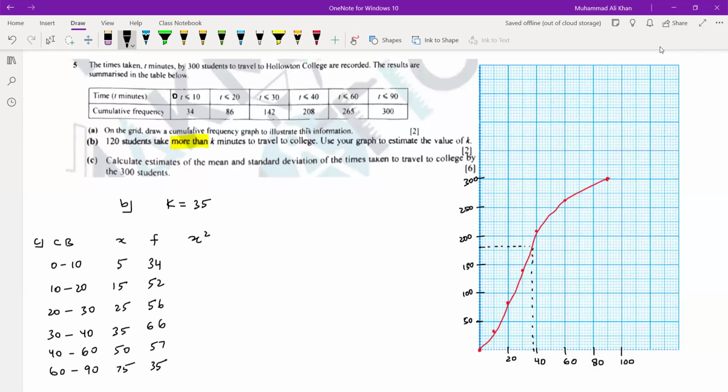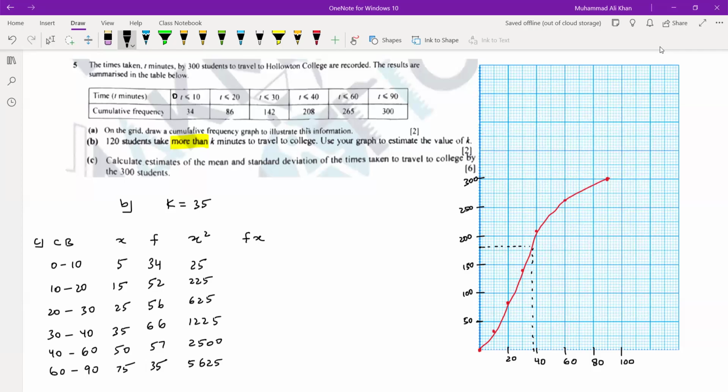Now, after that, for finding out mean and standard deviation, we have to make a column of x squared. So it will be 5 squared is 25. 15 squared is 225. 25 squared is 625. 35 squared is 1225. 50 squared is 2500. 75 squared is 5625.